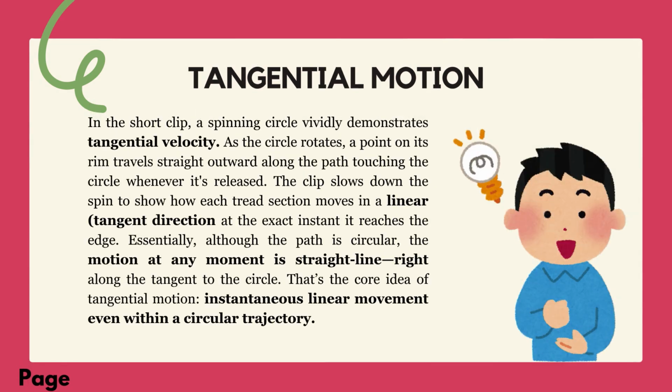So, what exactly is tangential velocity? It's how fast an object moves along that tangent line. Even though the object is rotating, the speed at which it would move straight, if released, is what we call its tangential velocity. It's the link between spinning motion and straight line motion.